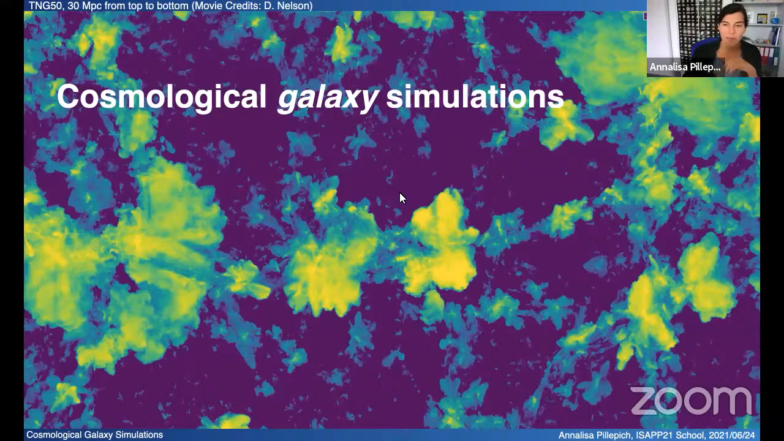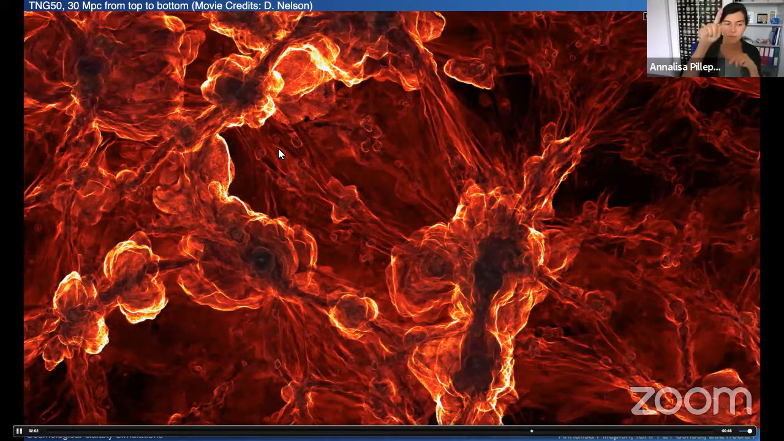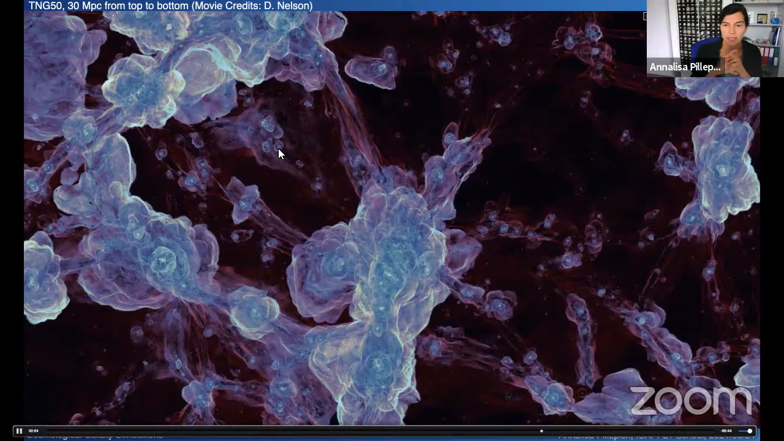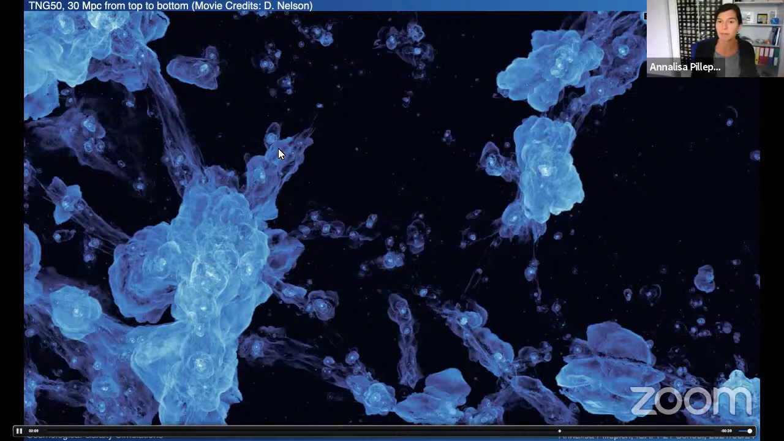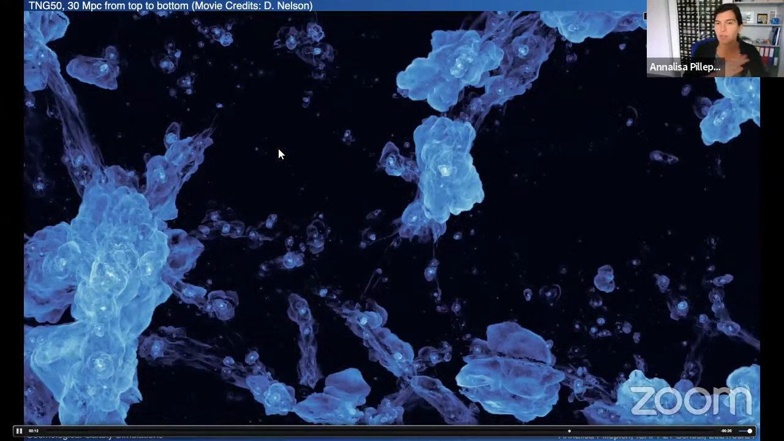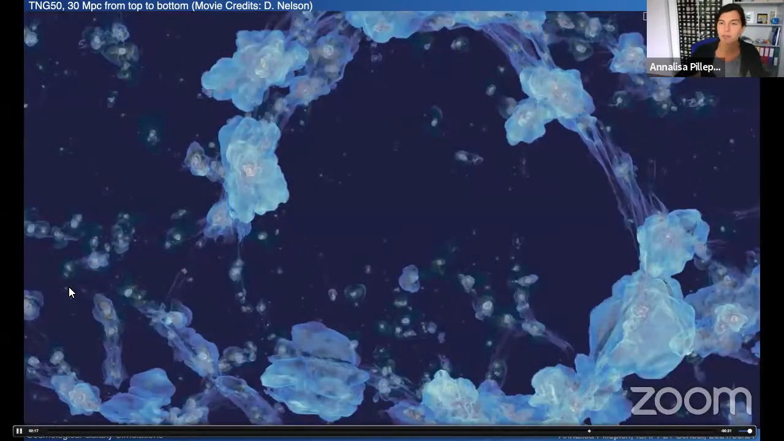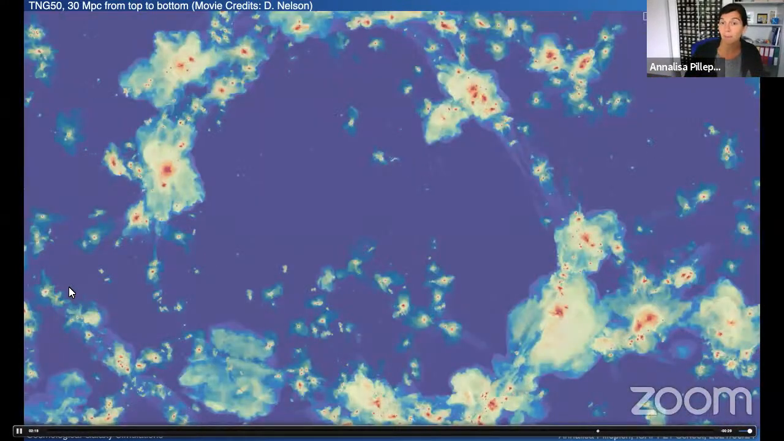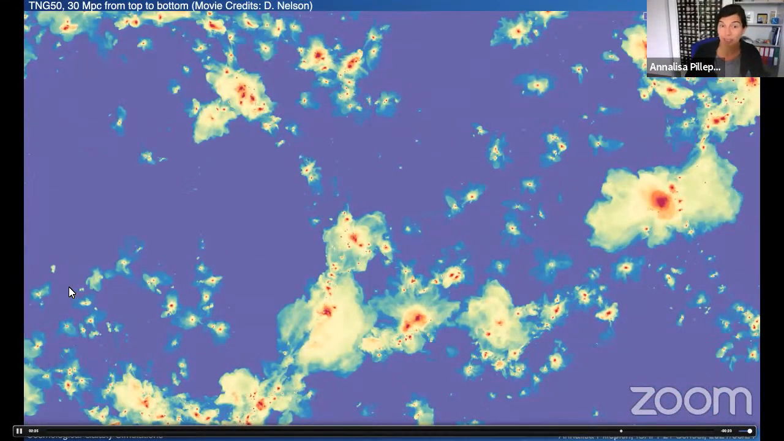And as we were waiting for starting and as I'm introducing the lecture, you're seeing here a scan through a modern state-of-the-art simulation. We call it TNG50. From top to bottom, you see a space of 30 megaparsec. And this is a snapshot at the current time at redshift 0. And we're scanning through the various matter components, as indicated on the top right, that can actually now be sampled and modeled in modern cosmological galaxy simulations.